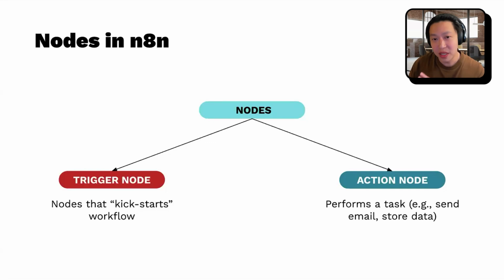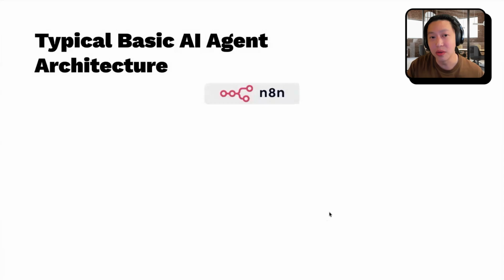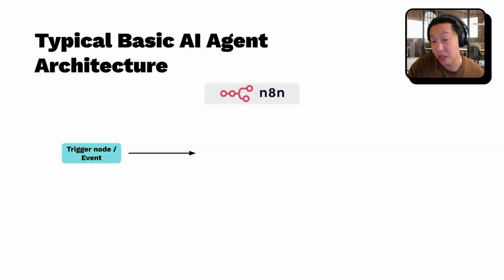95% of the time you're working with action nodes, but the trigger node is usually the first one that starts the entire workflow. And this is basically the typical basic AI agent architecture that we're going to work with today. Everything starts with a trigger node in n8n. So there's a trigger event that we define. The trigger event can be on a schedule, let's say every day at 9 a.m., or every week on a certain day. Or it could be a chat trigger, right?